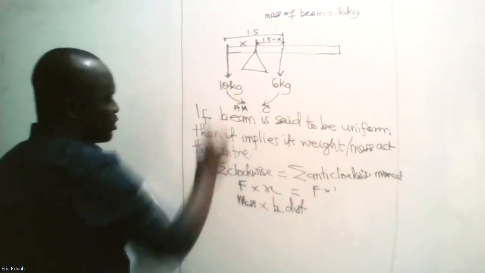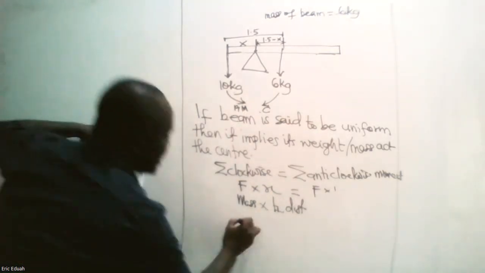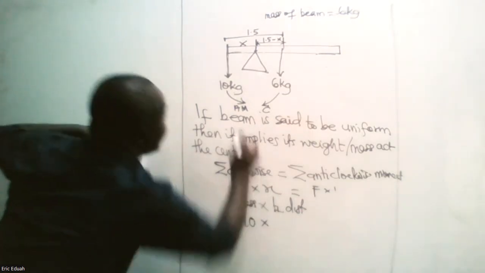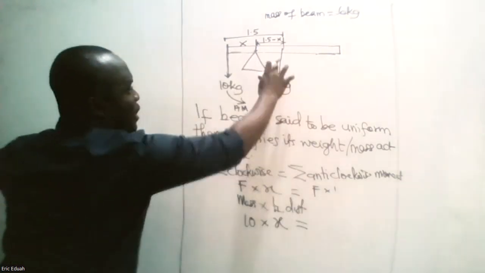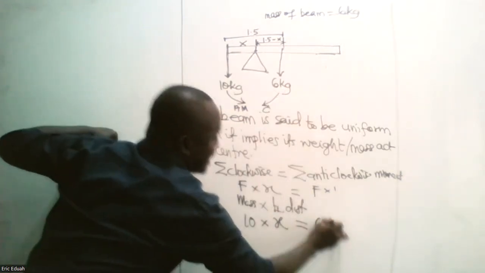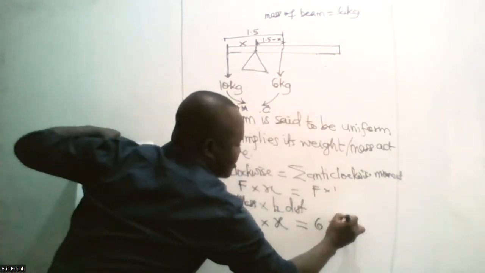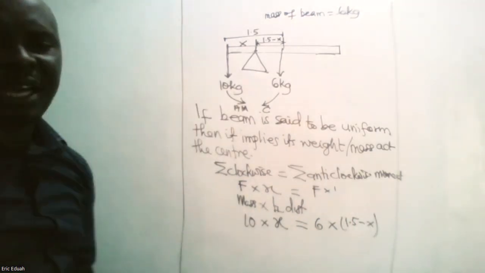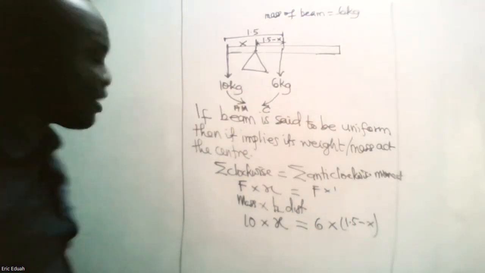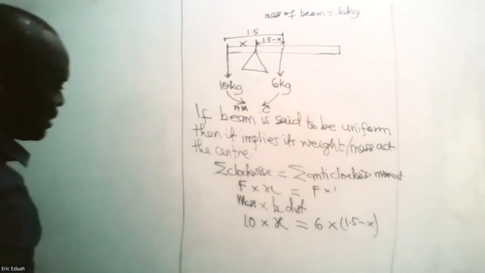Okay, so let's consider the turning effect here. This will be 10 times the perpendicular distance x, is equal to 6 times the perpendicular distance 1.5 minus x. Please go ahead and calculate the value of x for me.